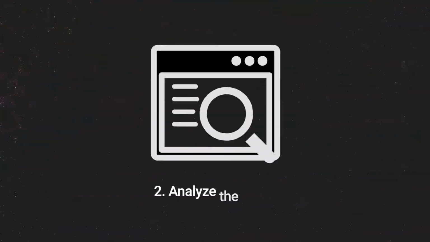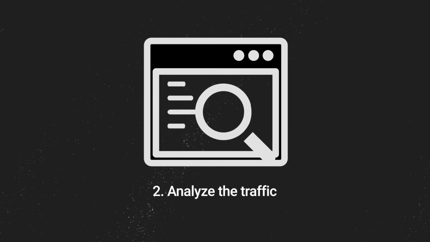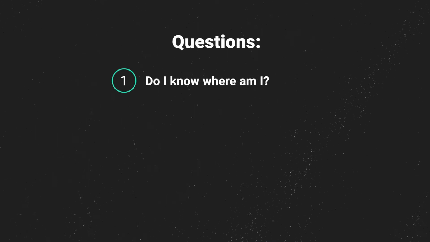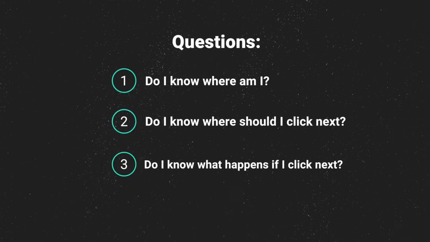That's number one. Number two, you want to start analyzing and following that traffic. You follow the scent. As people are landing on your site, as they're going from one page to the next, you're looking at those pages and asking specific questions and doing specific evaluations. So at the very first level, you ask 3 questions. Do I know where I am? Do I understand this website? Do I know where I should click next? And do I know what happens if I click next? Those should be very clear on the page for any visitor who's coming, regardless of the traffic source.